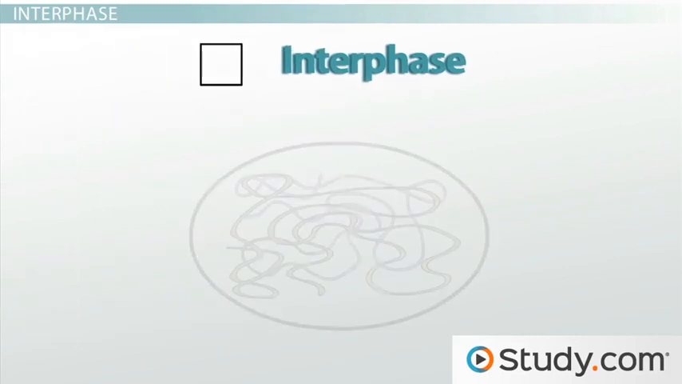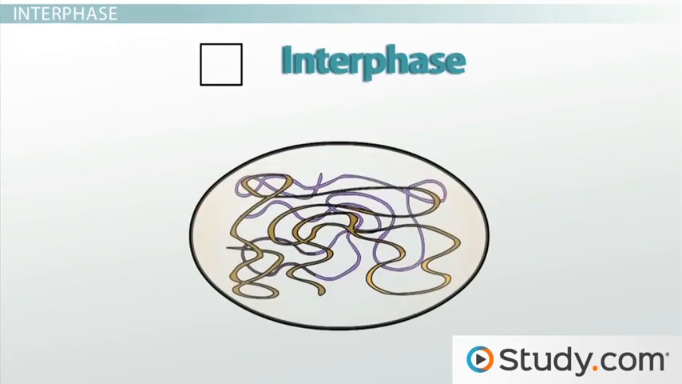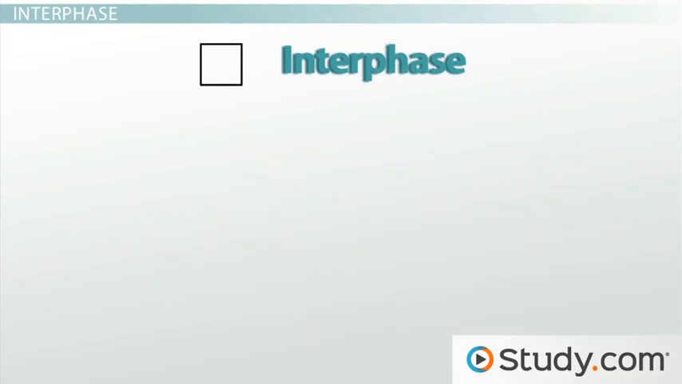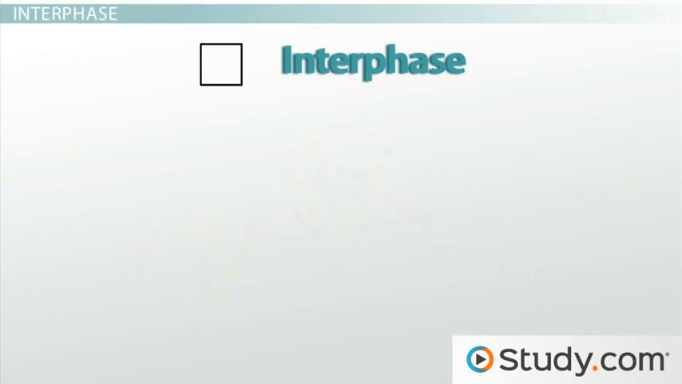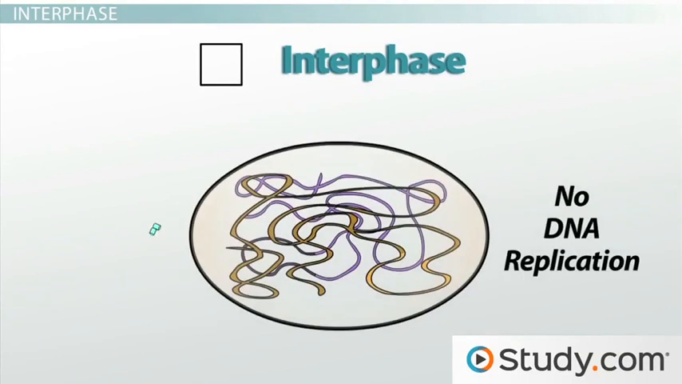Meiosis 2 is preceded by a brief interphase. Now, it's a special interphase because no DNA replication occurs in this case. Recall that meiosis 1 left each cell with only one set of homologous chromosomes. But each homologous chromosome consists of 2 chromatids. Like mitosis, the centrosome duplicates during interphase.